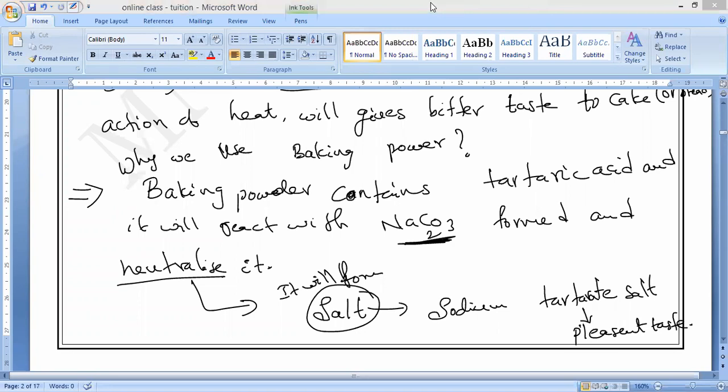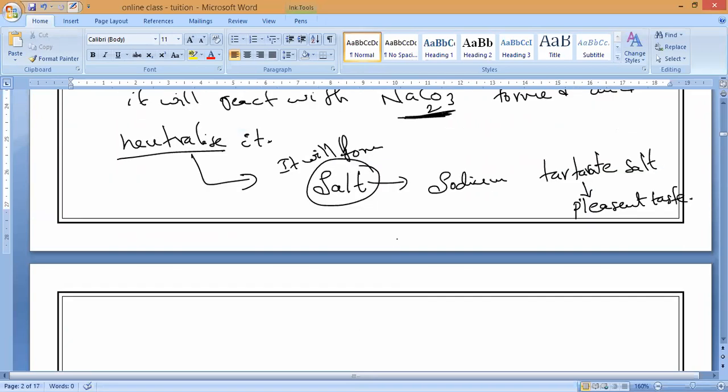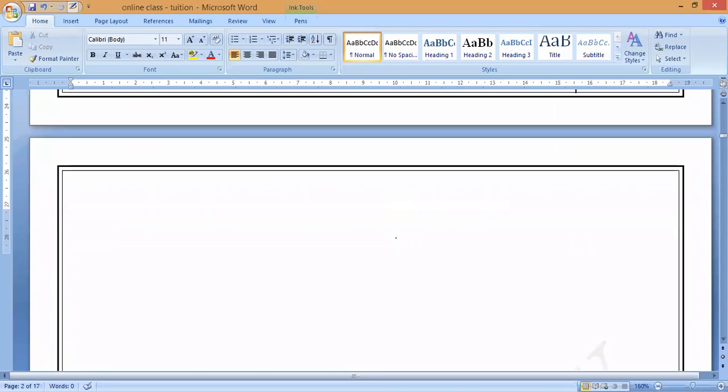So that is why we add baking powder instead of baking soda. Do you understand, guys? Baking soda, if you use it, will produce a bitter taste. If you use baking powder, it will produce a pleasant taste, by neutralizing with the sodium carbonate and forming sodium tartarate salt, which is pleasant in taste. Is it clear? Any doubt? Anybody can ask me, please.